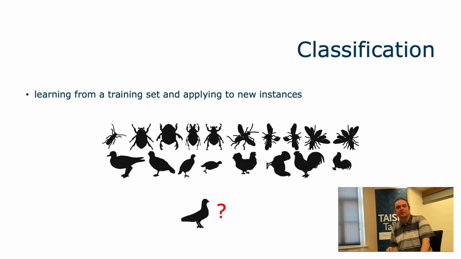a nice example, let's say not directly a time series example, an example of image classification, where we have images of 4 different classes of animals in this case. We have beetles, we have flies, we have birds, and we have chickens. So from the small training set that is there, we could try to learn how to classify new instances. And when a new instance comes in, we want to assign a class label to that new instance based on what we have learned from the training set.